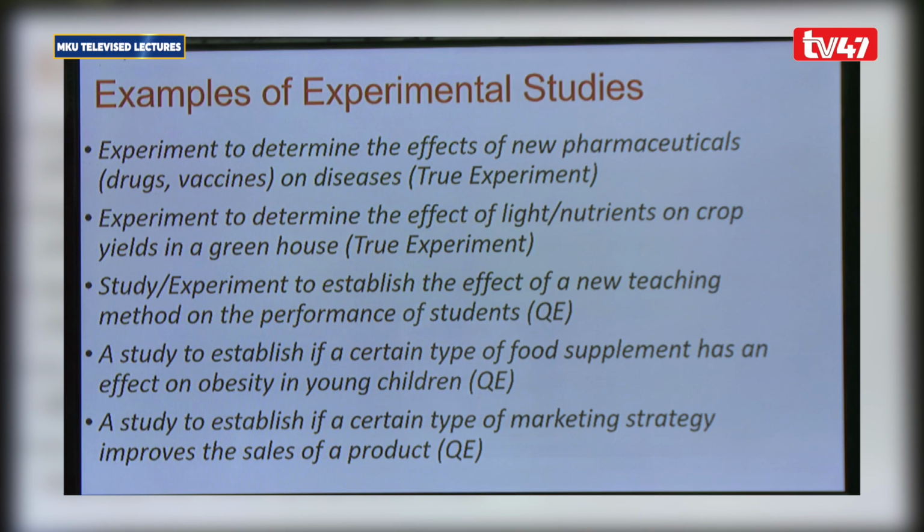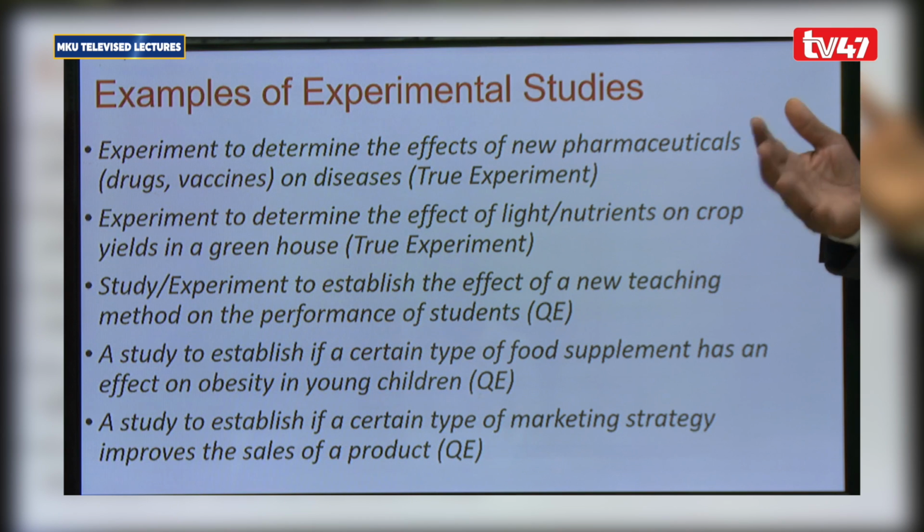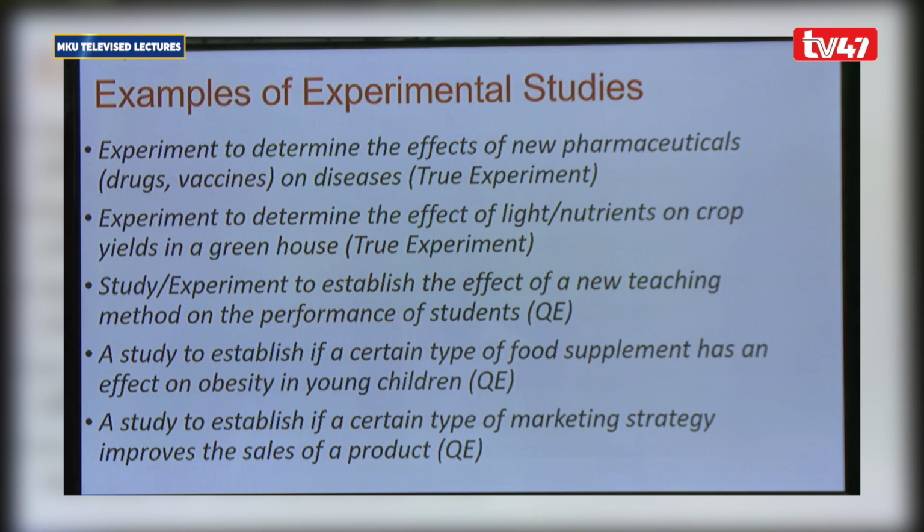If you're interested in establishing the effect a certain type of food supplement has on obesity in young children, you are not able to determine what these young children are eating outside the experiment. You cannot hold them in a laboratory, and again, you cannot determine and control other factors such as genetics. So you can only do what you call a quasi-experiment.